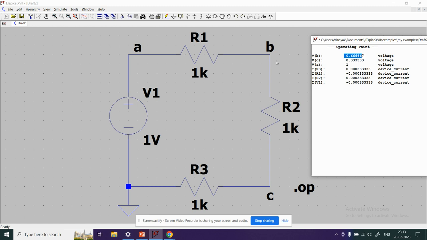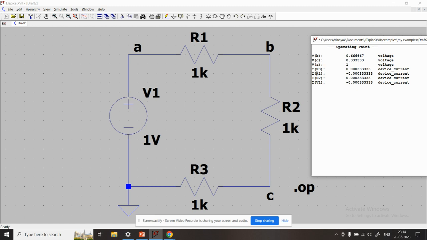So it is understood that the voltage at node B, remember, is not the voltage drop across resistor R2. The voltage drop across R2 will be the difference between the node voltages at B and C. Okay, so the voltage at node C is 0.33 right over here, and VB minus VC would be 0.66 minus 0.33, which is what we calculated, 0.33 volts or 330 millivolts. The voltage at node A is calculated at 1 volt, which is obvious, which is the voltage source of 1 volt we have connected.